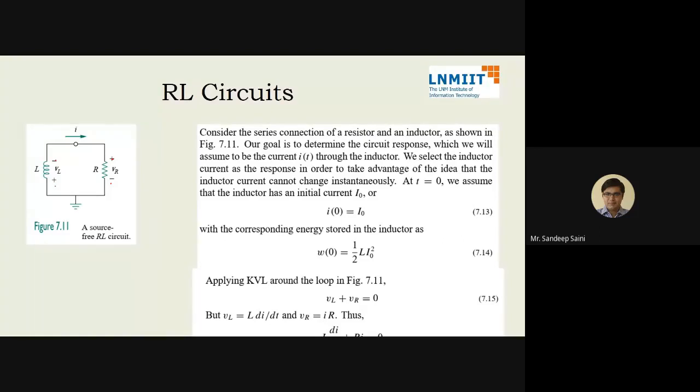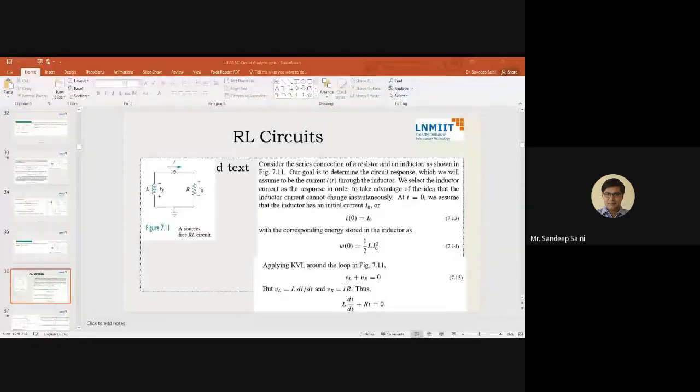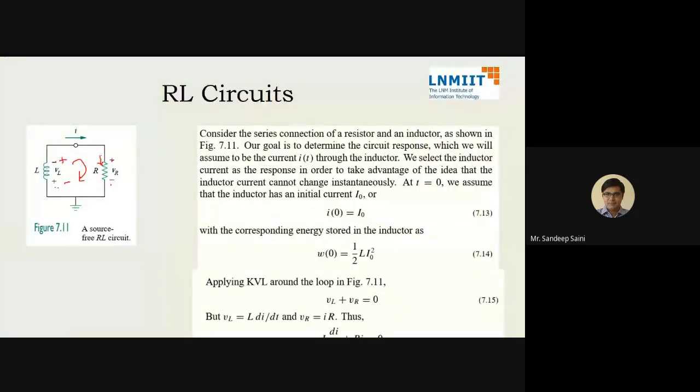How do I take them? Don't be worried or confused that both of them should be plus minus, plus minus. I am measuring the voltage across inductor like this, and the voltage across resistor like this. That's all. When I apply KVL with current I, it is entering from plus side, so VR plus VL equal to 0. You are able to hear me, right?